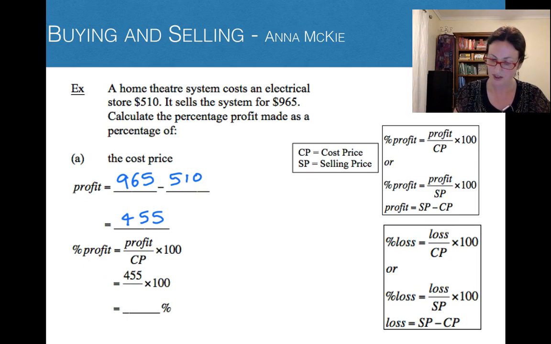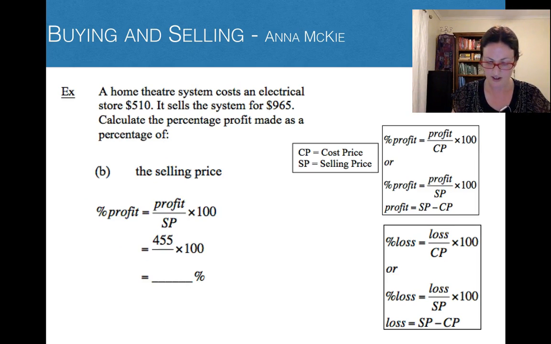So following the formula here, if you want the percentage profit, go over to this box and we have the percentage profit. So it is the profit over the cost price times by 100. So let's fill in this. We have the profit, which was $455, over the cost price. So which of those numbers up there was the cost price? The one they first bought it for, 510. So timesing that by 100, we get 89.22%.